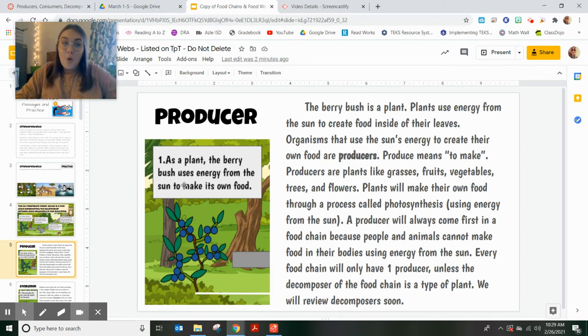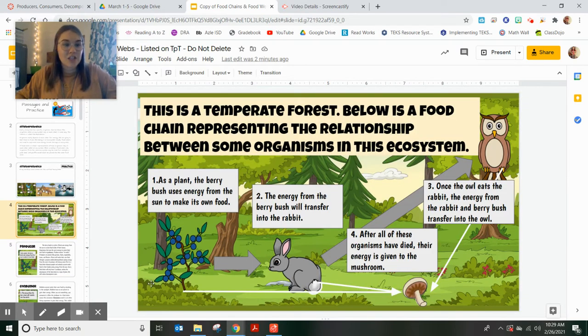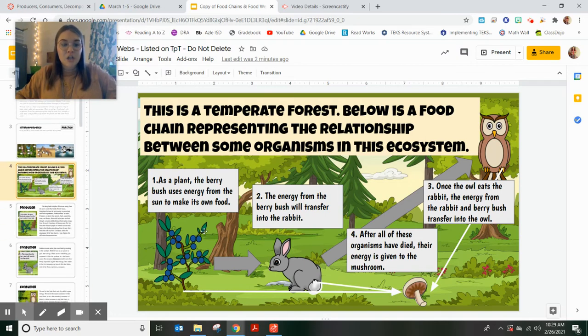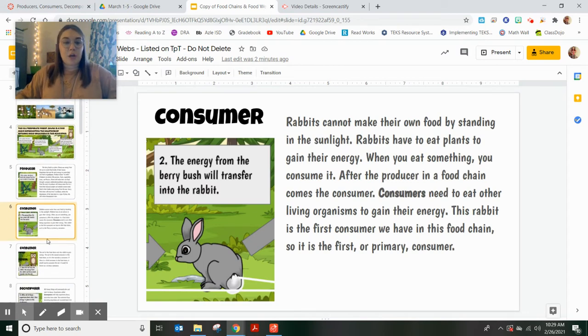Every food chain will only have one producer unless the decomposer of the food chain is a type of plant. So just like, which we'll go over in a second, just like the mushrooms, it's also a type of plant. So we have a producer. Then we have consumers. So rabbits can't make their own food by just standing out in the sunlight next to a pool. They have to eat plants to gain their energy. So when we eat something, we consume it. That's what it's called. So when you eat your favorite snack, you're consuming it.